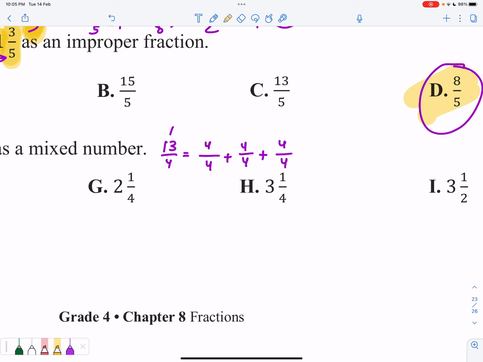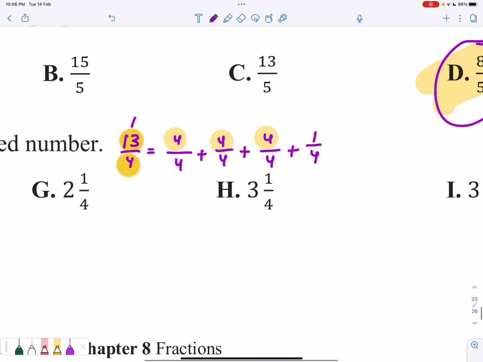Now what we're doing, I'm cutting this 13 into parts of 4, because I want them to be the same as the denominator that I have. So I know that 13 is equal to 4 plus 4 plus 4. Now 4 and 4 and 4, these are equal to 12. So I still have another 1 over 4.